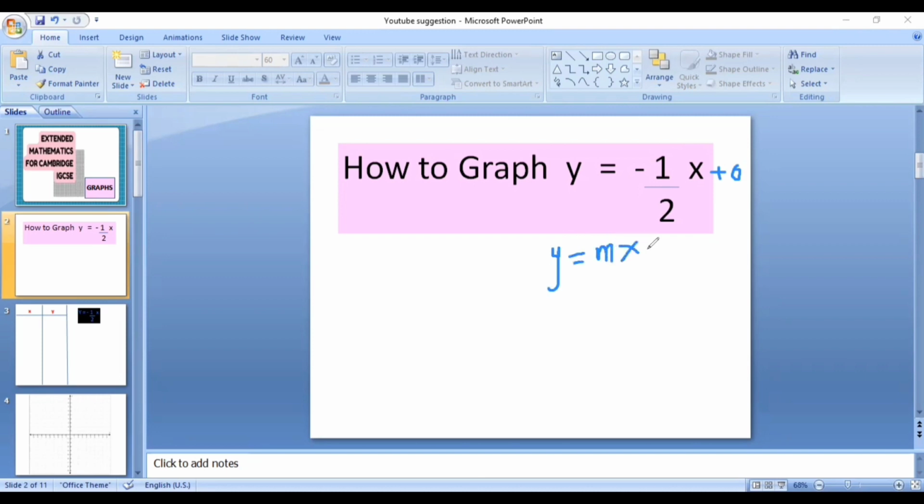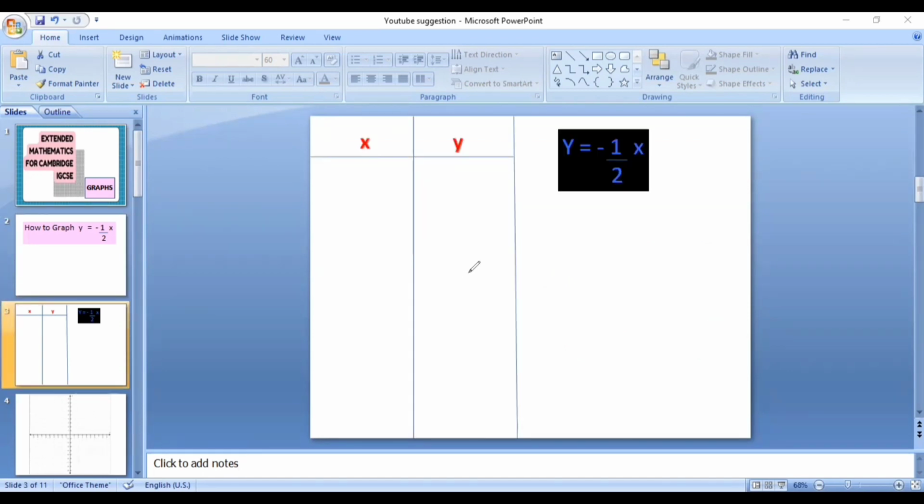mx plus c. Here m is slope and here c is y-intercept. So this equation is telling us our first point on the graph is 0. The first point we get for the given equation is the y point. So our y-intercept point is 0, and for the given y-intercept point, x is always 0.